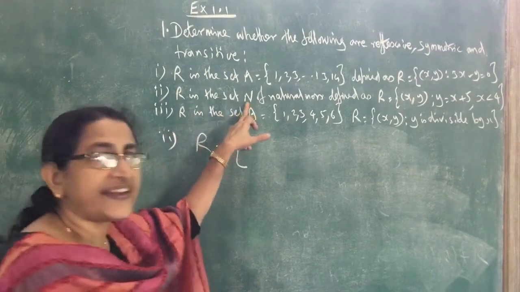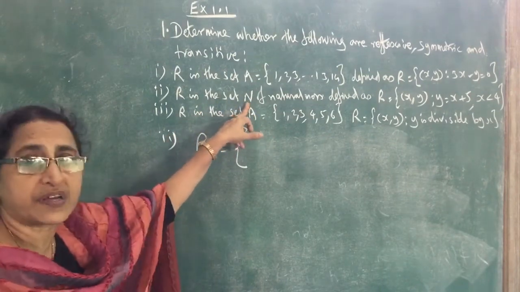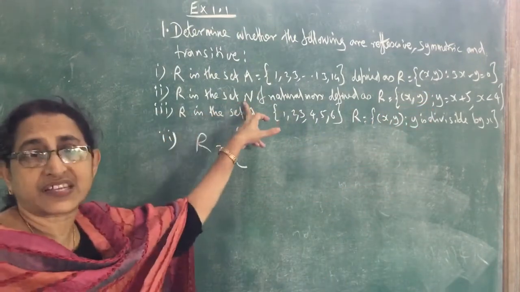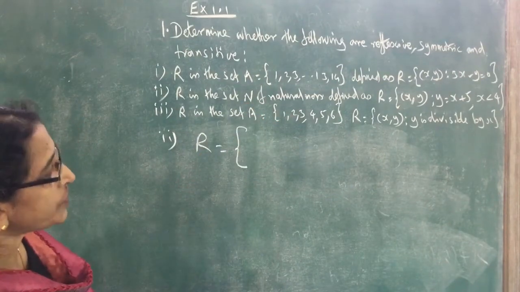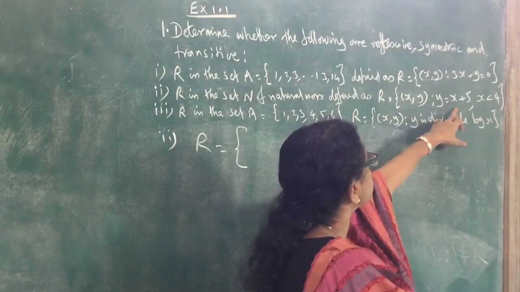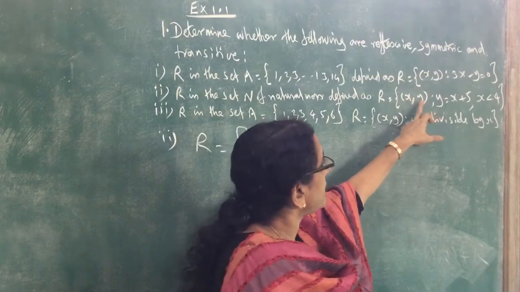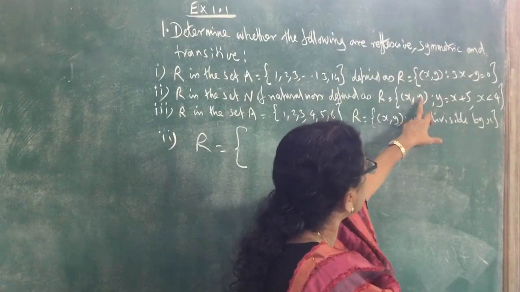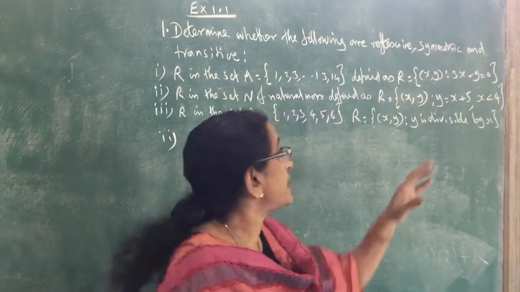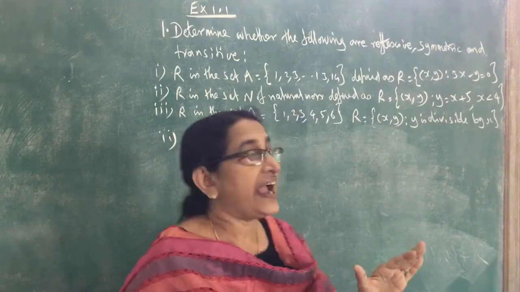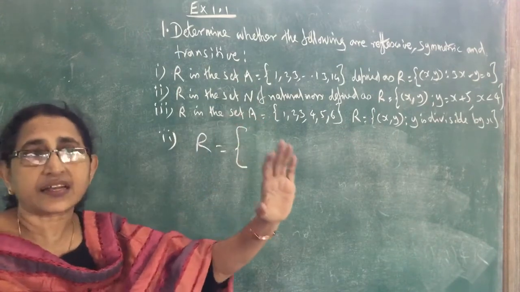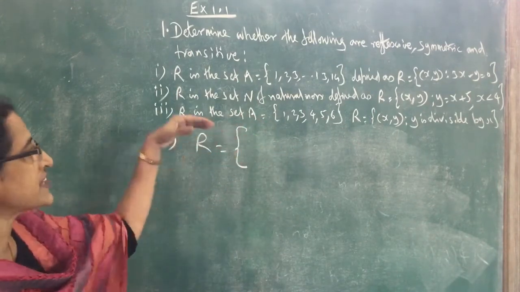This is defined in the set N of natural numbers. So in the ordered pair, the first element and second element are natural numbers. So in this relation, the ordered pair satisfies these conditions: y equal to x plus 5, where y means the second element is equal to the first element plus 5. One more condition, x less than 4: the first element should be less than 4. And given that it is defined in the set of natural numbers, all the first and second elements are natural numbers. So we can write all such elements in the relation.